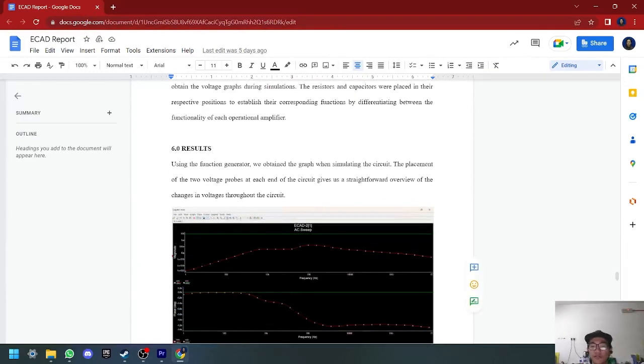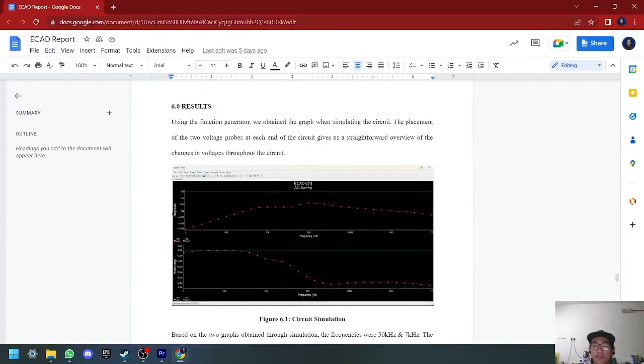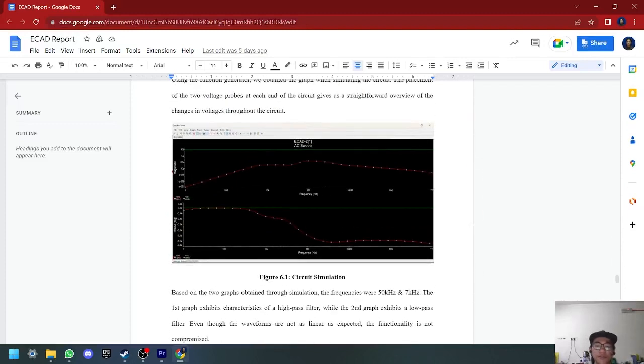And this is the result for the simulation. This will be the high pass, and the right side of the graph is the low pass. Here we have an overshoot. There's probably some miscalculations on my part. Then this is the phase graph.